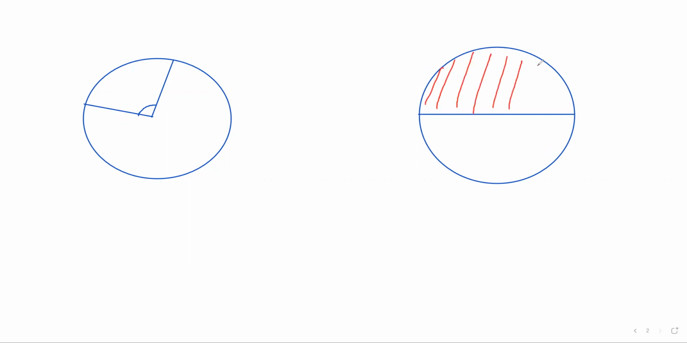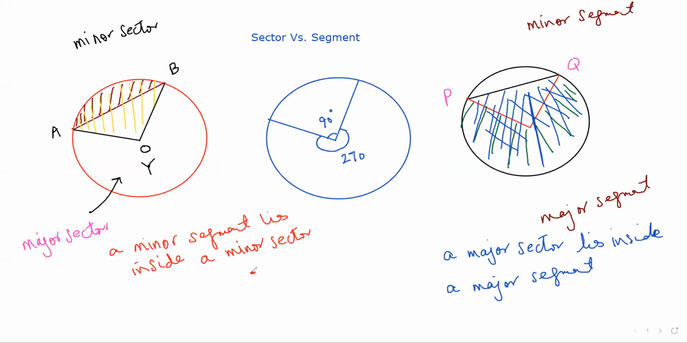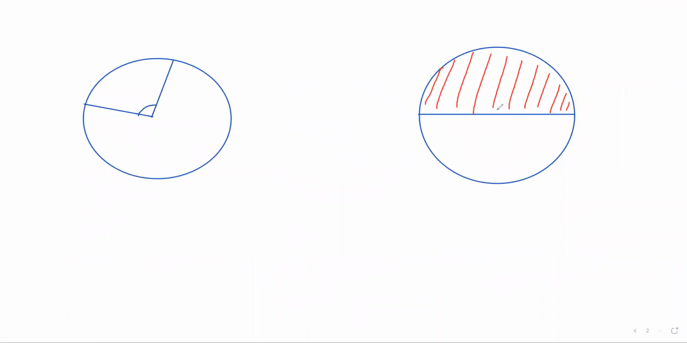Semicircle is a segment and it is also a sector. Okay, so I forgot to tell you here. If sector and segment are equal, this only happens when you have a semicircle. Okay, that is between these two. This is really interesting. Now going to go back.